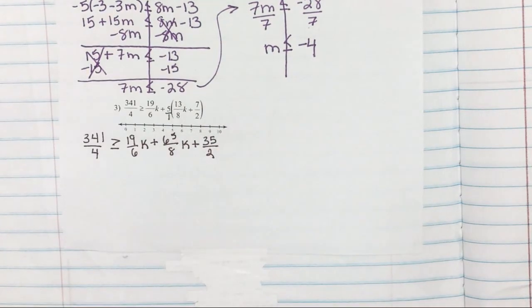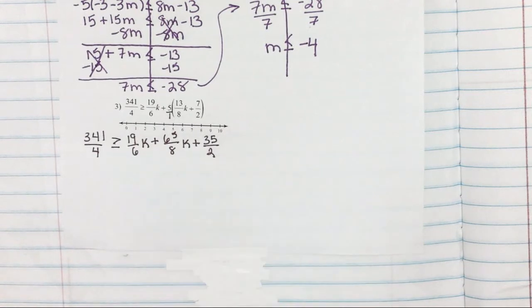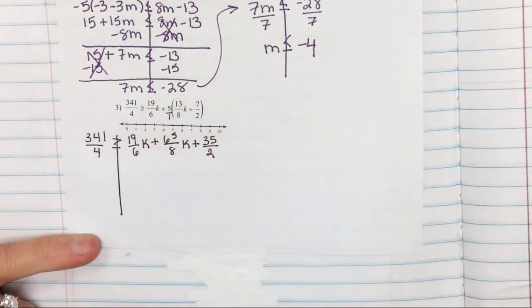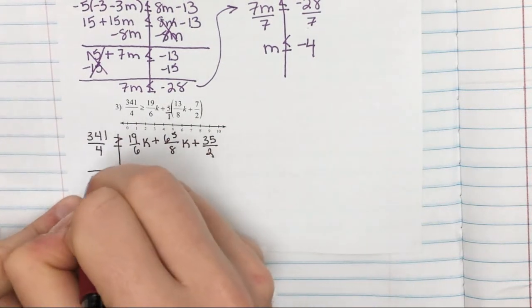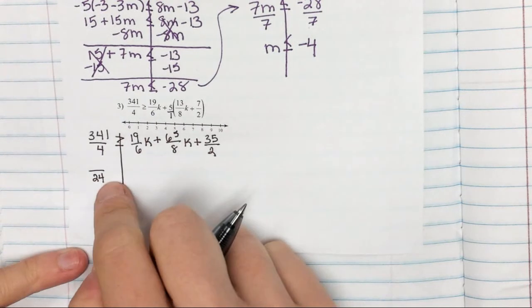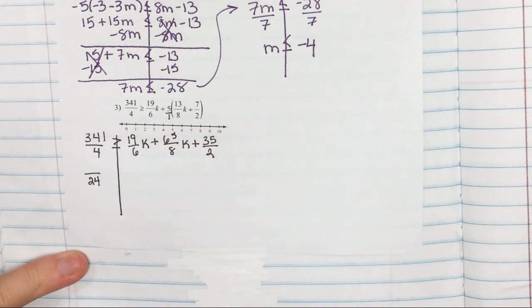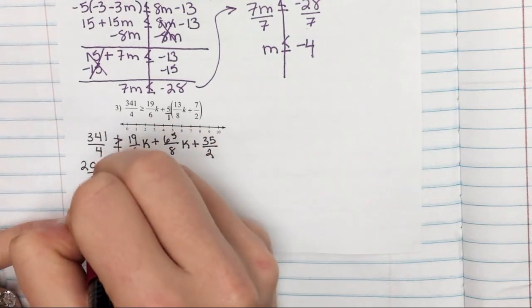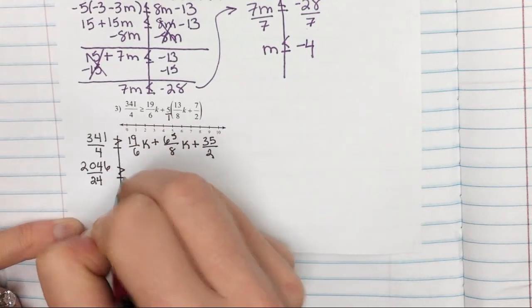My next step will be to find a common denominator. I have 4, 6, 8, and 2. So my common denominator is going to be 24. And I'm going to multiply my numerators so that I have denominators of 24. So 4 times 6 is 24. So 341 times 6 gives me 2,046. It's greater than or equal to.